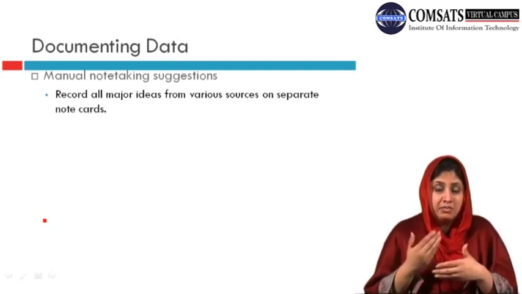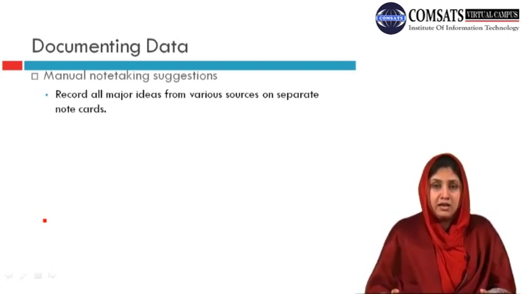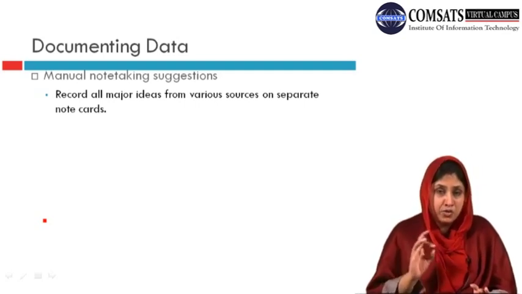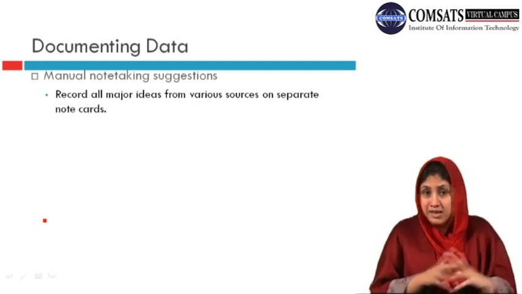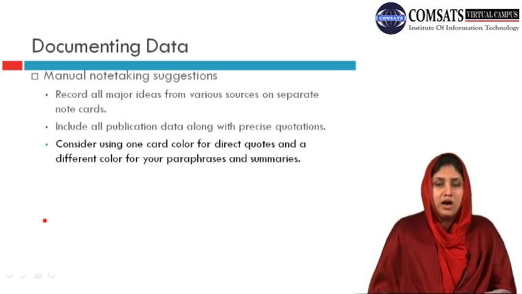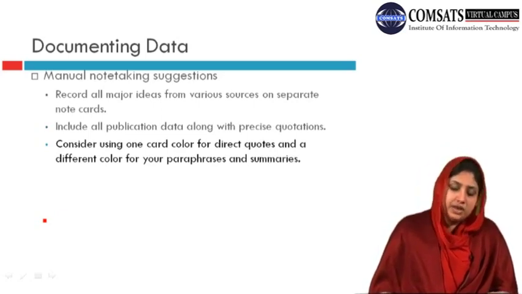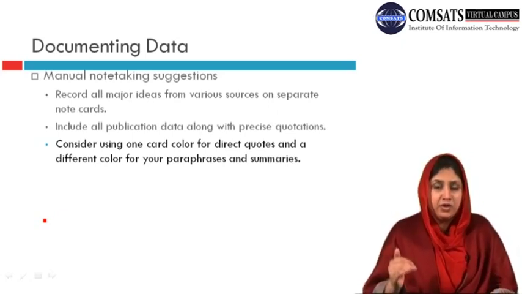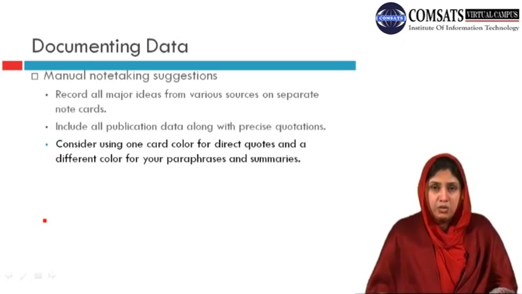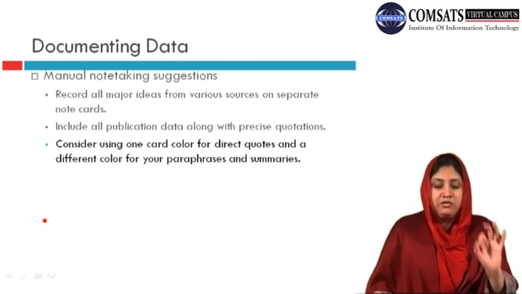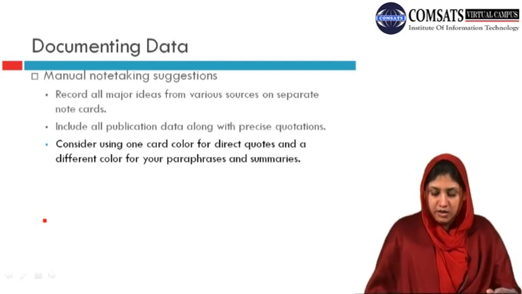However, when you delay making your detailed notes, you forget the ideas, and always record all major ideas from various sources on separate note cards. Don't mix them, don't combine them, otherwise later on you get confused. Include all publication data along with precise quotations, and consider using one card color for direct quotes and a different card color for your paraphrases and summaries. So giving them color identities lets you easily find what you are looking for in your rich data. Maybe it's a big box of items, and if you need a direct quote, you can pick up a color and write it down.